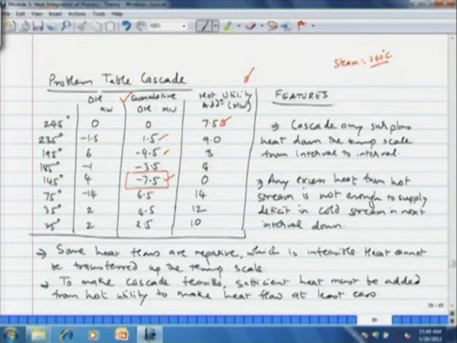To this 7.5 in the next interval, we add the 1.5 megawatt of the surplus heat between 245 and 235 degrees centigrade. So together at 235 degrees we have 9 megawatt of surplus heat that can take care of the 6 megawatt deficit in the next temperature interval, 235 to 195. So we are left with 3 megawatt, and so on and so forth. You just keep on going downward by subtracting these values.